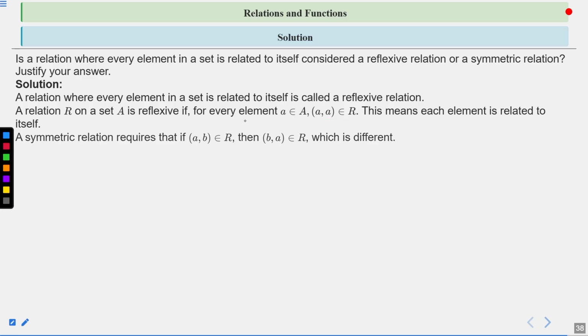While the symmetric relation's condition is: if (a, b) belongs to R, then we check that the pair (b, a) also belongs to R. So for a symmetric relation, this condition must be satisfied, and these two conditions are different from each other. Therefore, a relation that is reflexive is not necessarily symmetric.